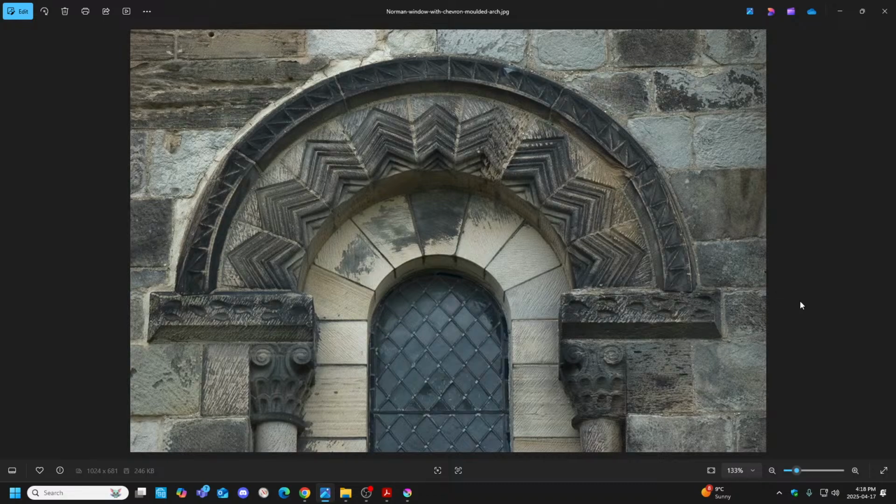Isn't that a beautiful thing right there? There's forces acting on that. That's under load. It's pretty awesome.